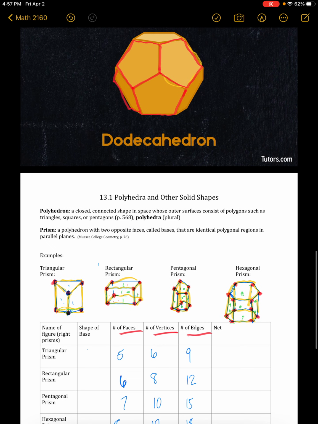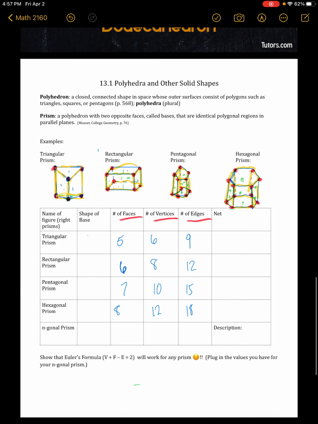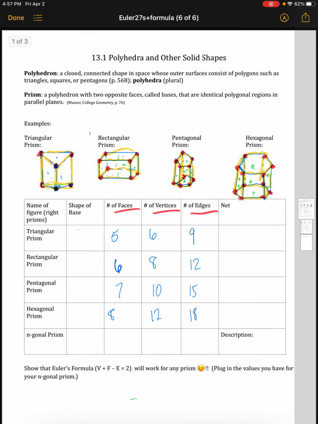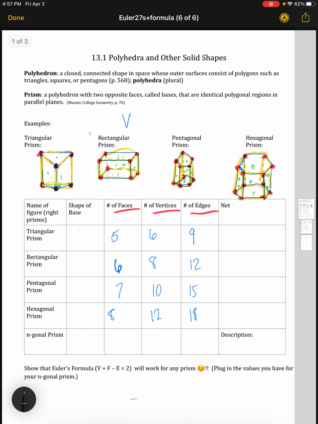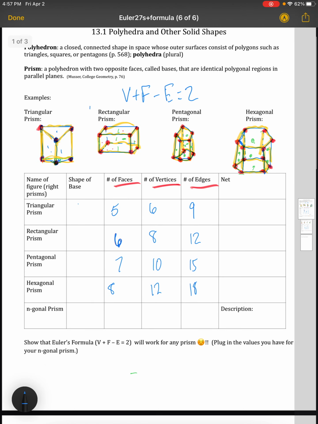Now, the last one we're going to talk about is question 2, and it's explain how Euler's formula works for prisms and pyramids. Euler's formula is vertices plus faces minus edges equals 2. And so we have some prisms right here, and we'll show you how that works.